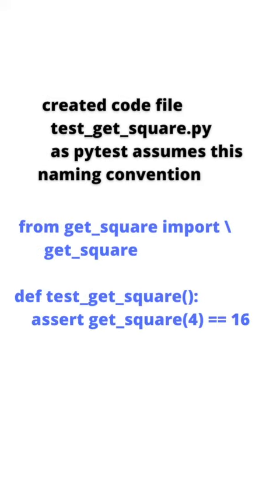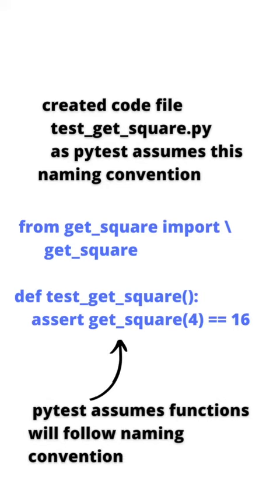To create the automated unit test file, I'll name it test_get_square.py. PyTest assumes a naming convention with test underscore in the name. It will then automatically pick up the file when you run PyTest. I import getSquare, the function code I'm going to be testing. PyTest assumes that the unit test functions will follow a naming convention with test underscore in it.